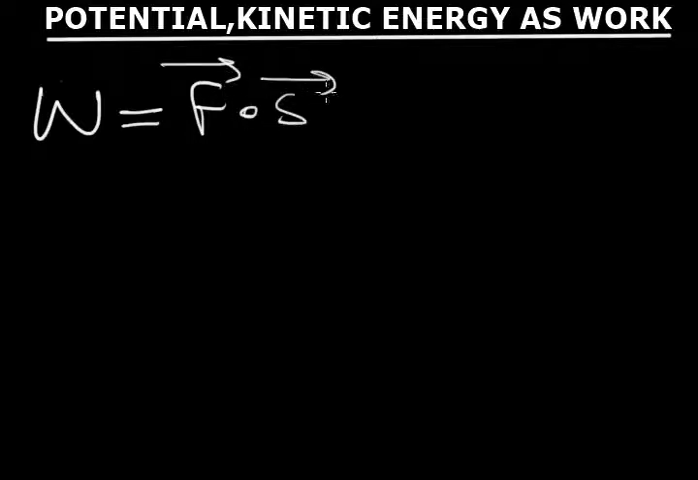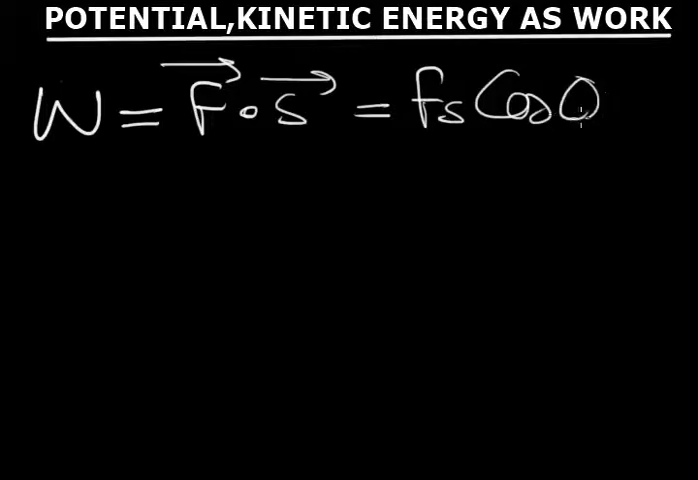So now we are going to discuss work as potential and kinetic energy. As we have just discussed, what is work? Work is actually the dot product of force and displacement, which we put as Fs cos theta. Now this work is nothing but getting converted to potential and kinetic energy. Well, how do we do so?